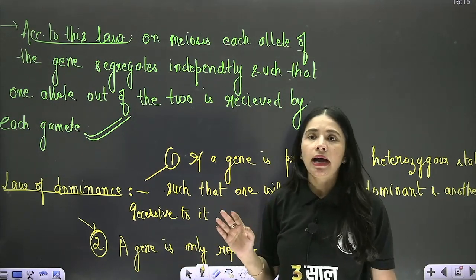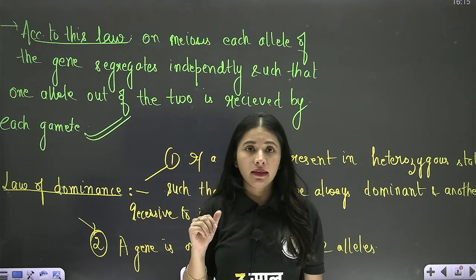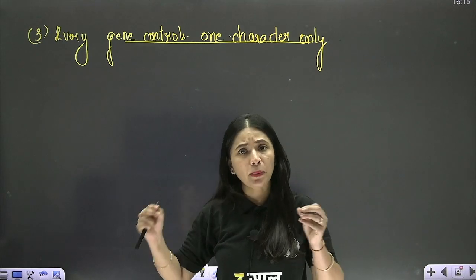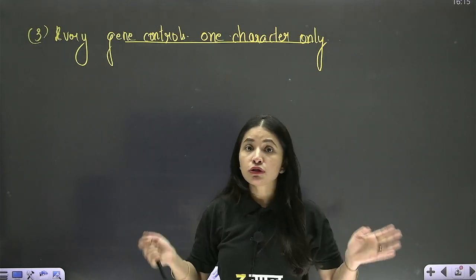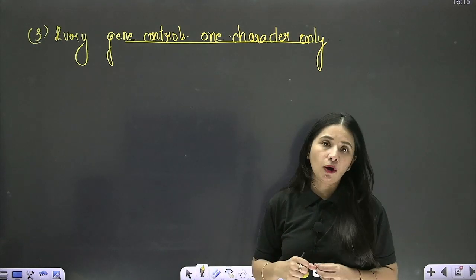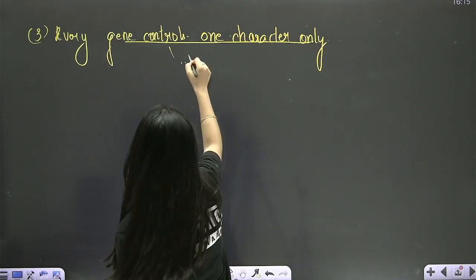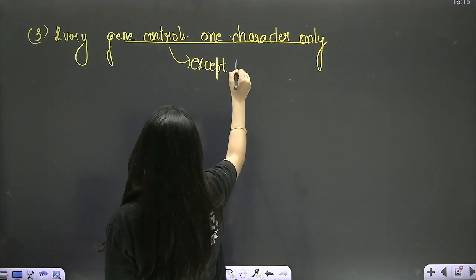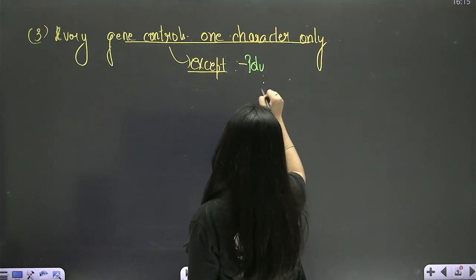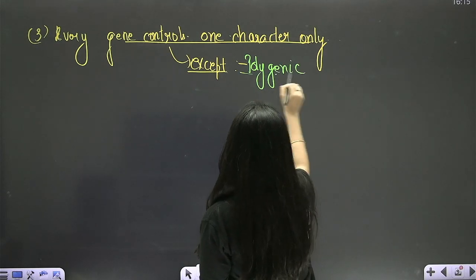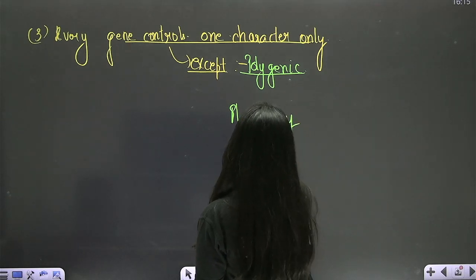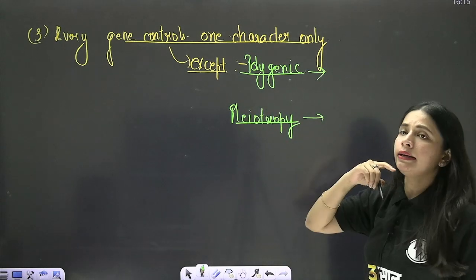Then third, he said that every gene controls only one character at a time. This is also wrong. Why? Because you know the conditions of polygeny and pleiotropy. The exceptions to this point of the law of dominance are polygenic inheritance and pleiotropy. So everywhere there were a lot of exceptions, and for so many reasons this law of dominance was proved wrong and discarded.